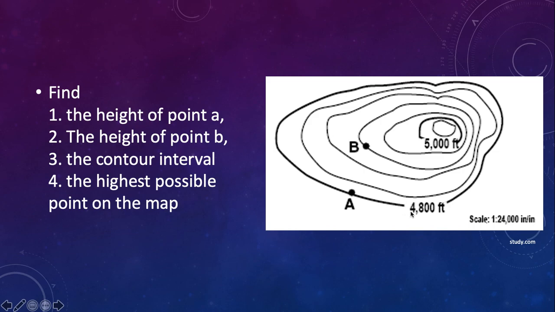To find the height of point B, you have to take your 4,800, add 40, then add 40 again, then add 40 again. And so you're going to get 4,920 feet. The highest possible point on the map is going to be beyond the last contour line, but not so high that you would need another contour line. So from 5,000, you go to 5,040 for that last little circle, and then within that last little circle, the height could be anywhere between 5,040 and 5,080. So the highest possible elevation is going to be 5,079.9. And that's it.